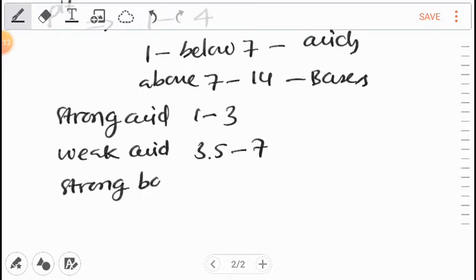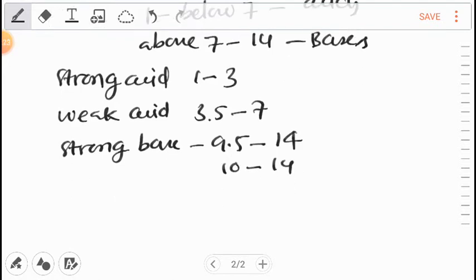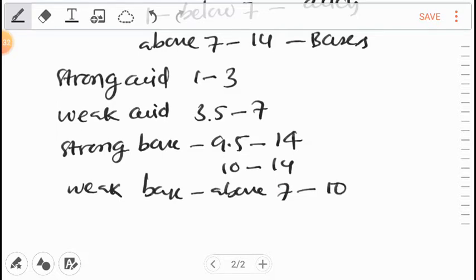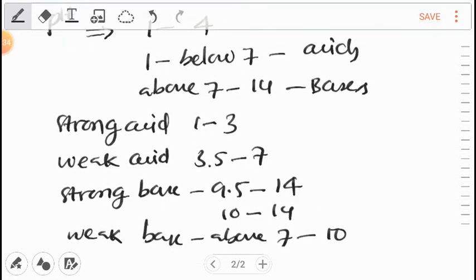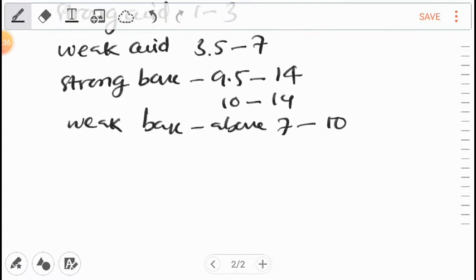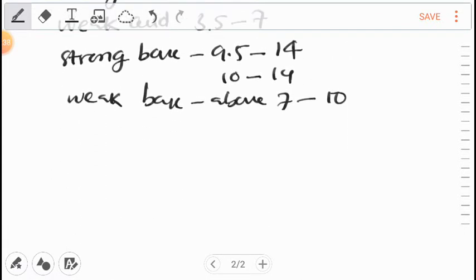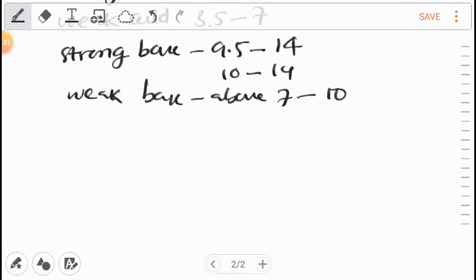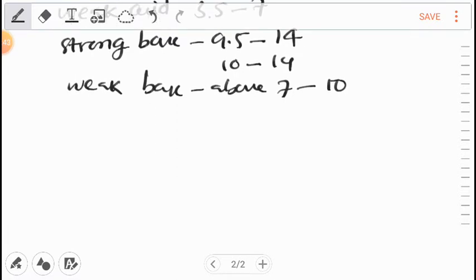Strong base: 9.5 to 14, or we can take 10 to 14. Weak base: above 7 to 10, below 10 we can take. This is the strength of the acid based on the pH values. Okay, this is not only this one.